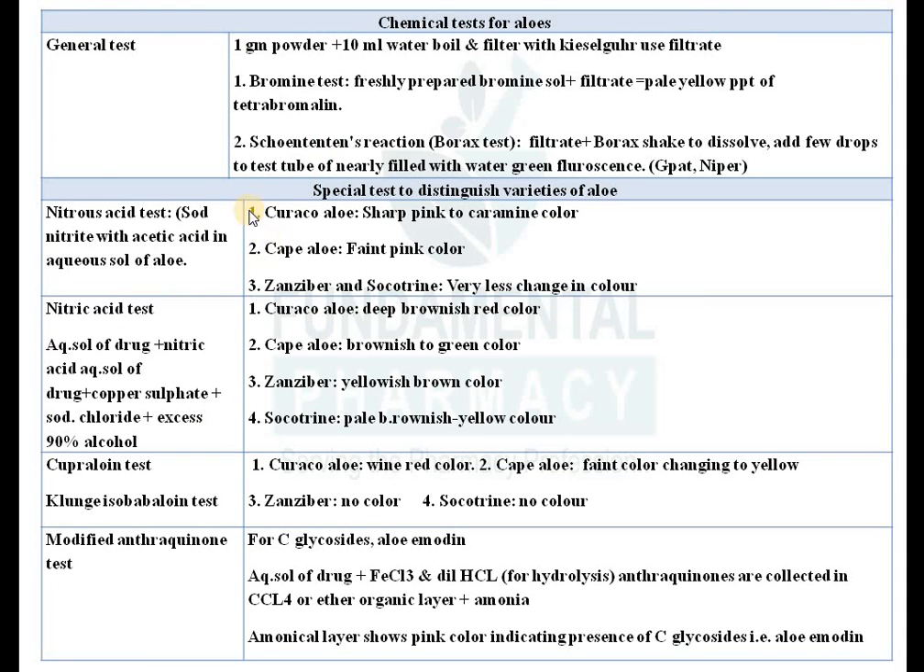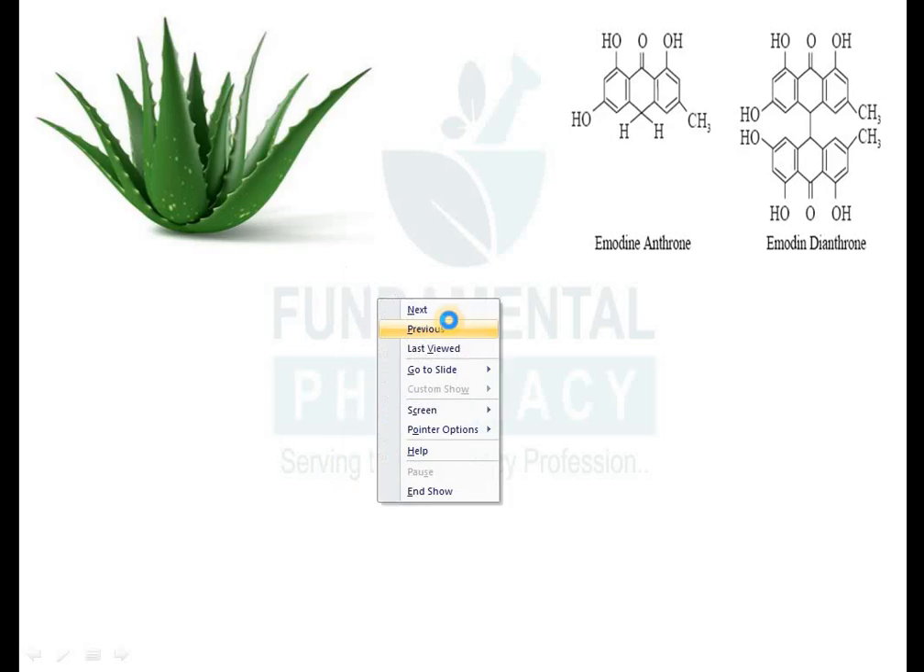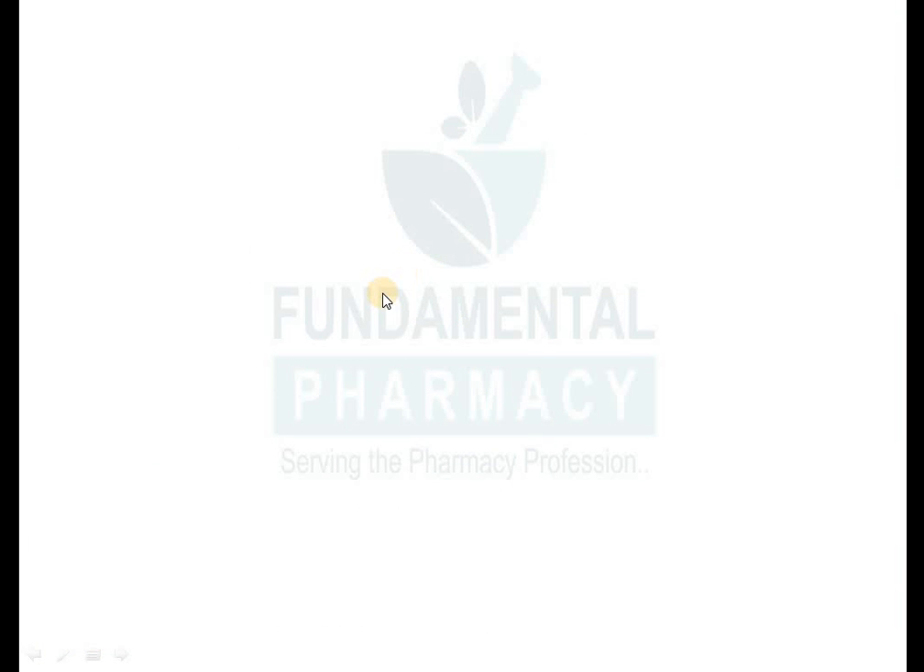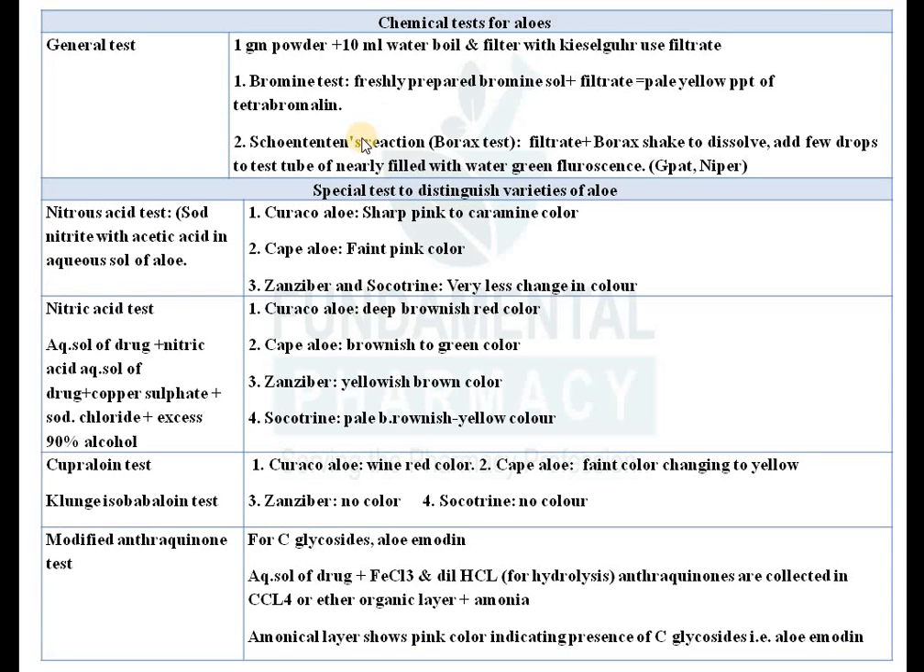Okay, so आपको करना क्या है कि एक जनरल टेस्ट के लिए आपको 1 ग्राम पाउडर लेना है एलोवेरा का, उसको बॉईल करना है 10 ml वाटर में, उसको केसलकर डाल के फिल्ट्रेट करना है। नाउ ये जो फिल्ट्रेट बन गया आपका, वो फिल्ट्रेट यूज करना है आपको डिफरेंट केमिकल टेस्ट के लिए। So 1 gram of powder, 10 ml of water, boil, filter with Kesselkar and use filtrate for different tests. Now this bromine test is important.